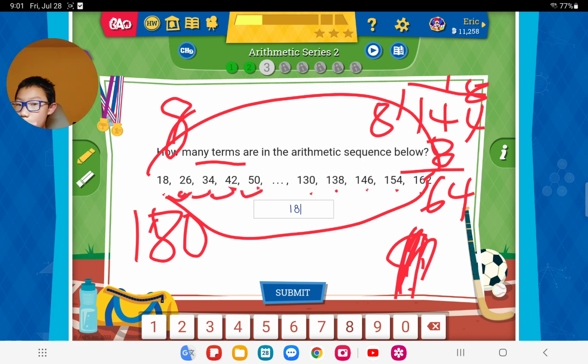How many numbers? How many terms? What does terms mean? Numbers inside the sequence. Yes, how many numbers? The difference is 8 and there's 18. So it's 18.